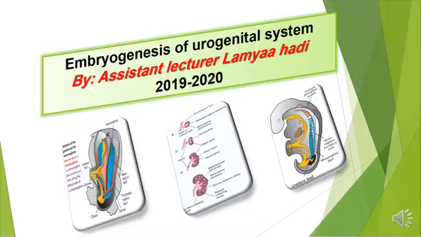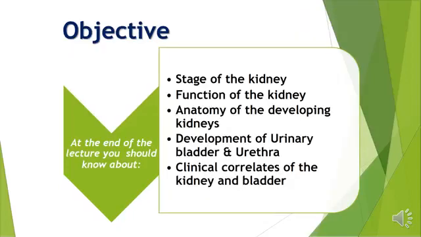I will talk about the embryogenesis of the urogenital systems. At the end of the lecture, you should know about the stages of the kidney, the functions and the anatomy of the developing kidney, development of the urinary bladder and the urethra, and the clinical correlates of the kidney and the bladder.